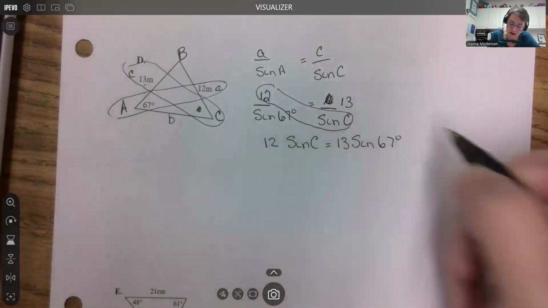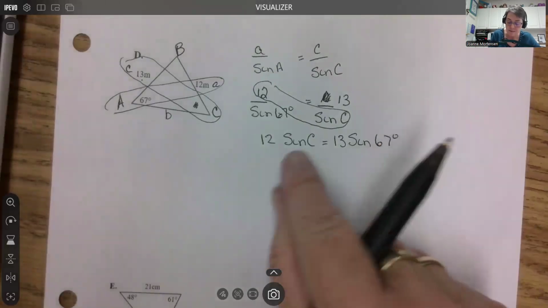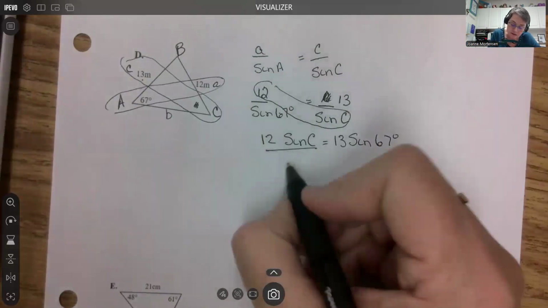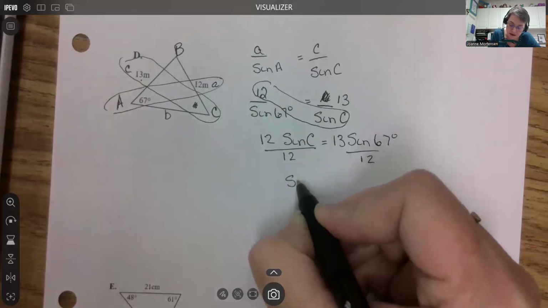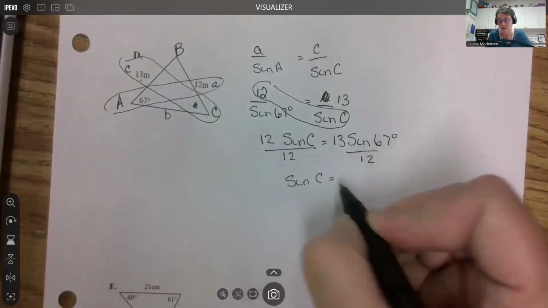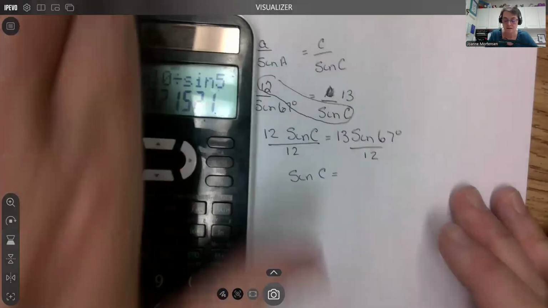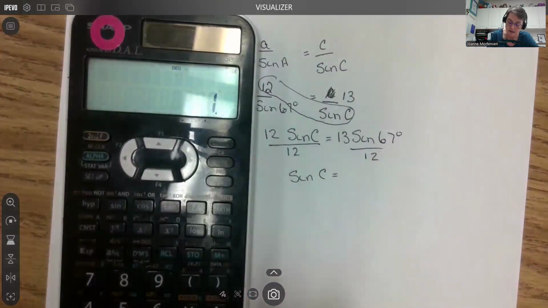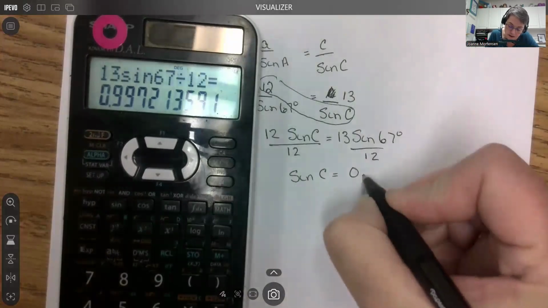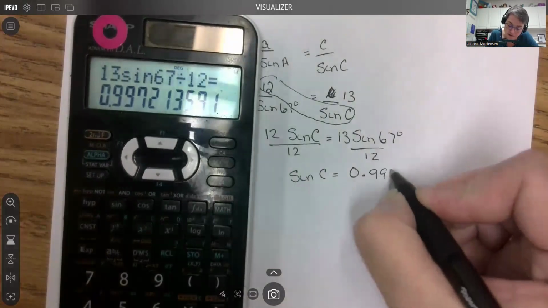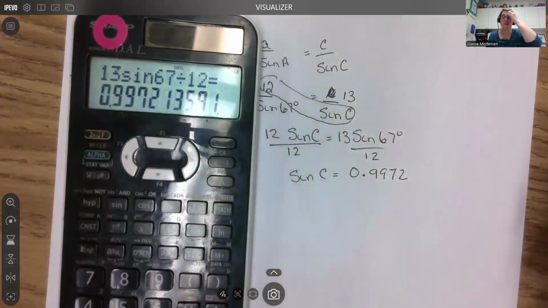All right, so we want sine c by itself. We divide by 12 and divide by 12. Sine C is equal to 13 sine 67 by 12, 0.9972.